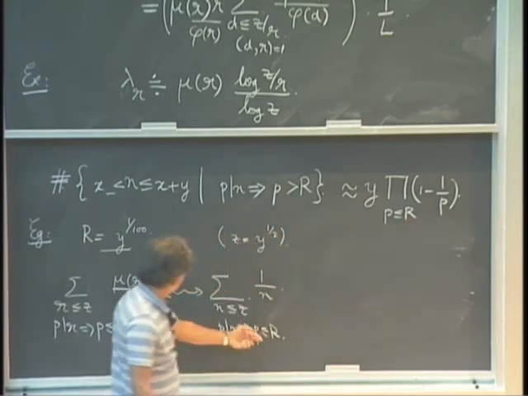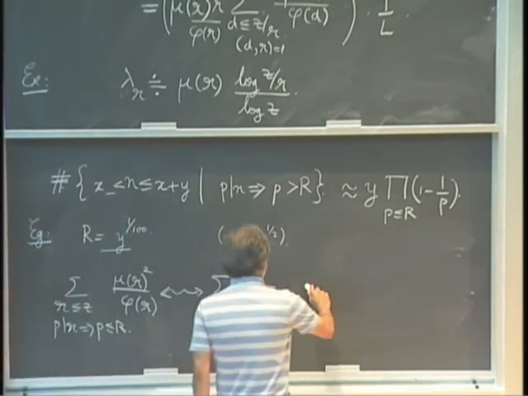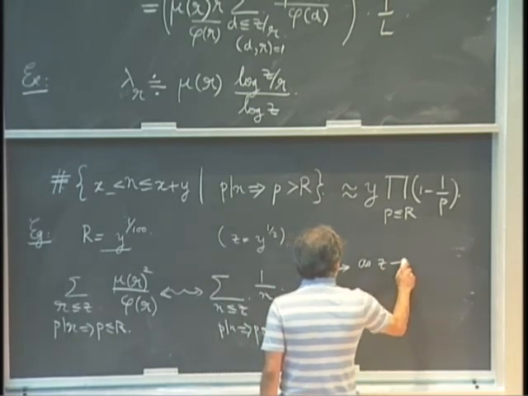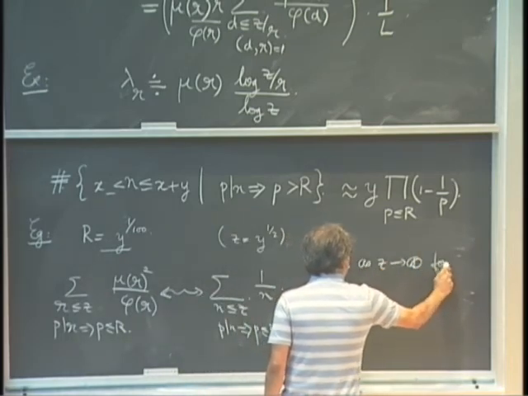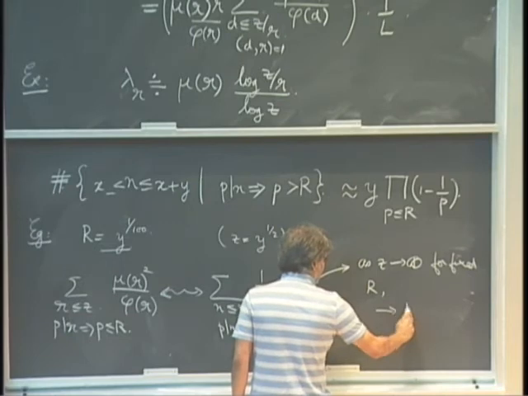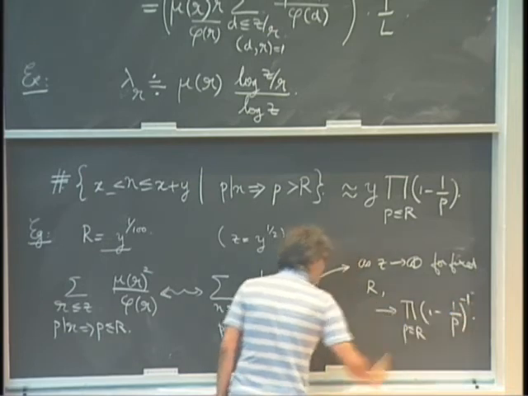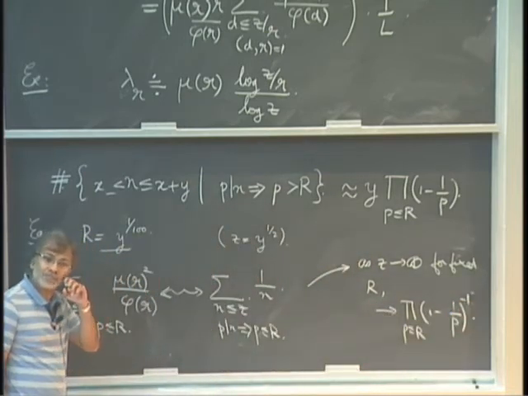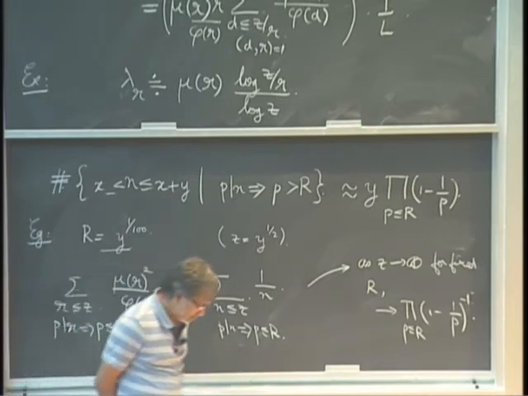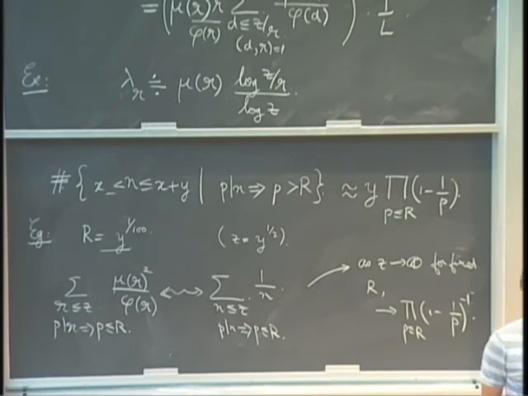Just as if you fix r and let z go to infinity, it converges to the product that I want. So let me write it here. Z goes to infinity for fixed r. This goes to the product. And then the question is, well, if z is r to the 100, then what does this sum go to?